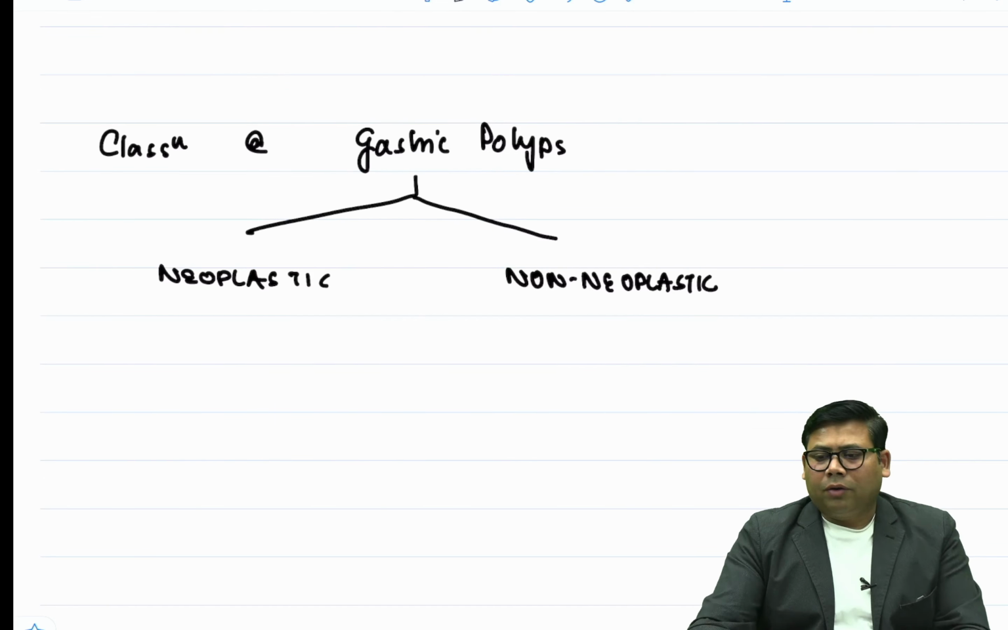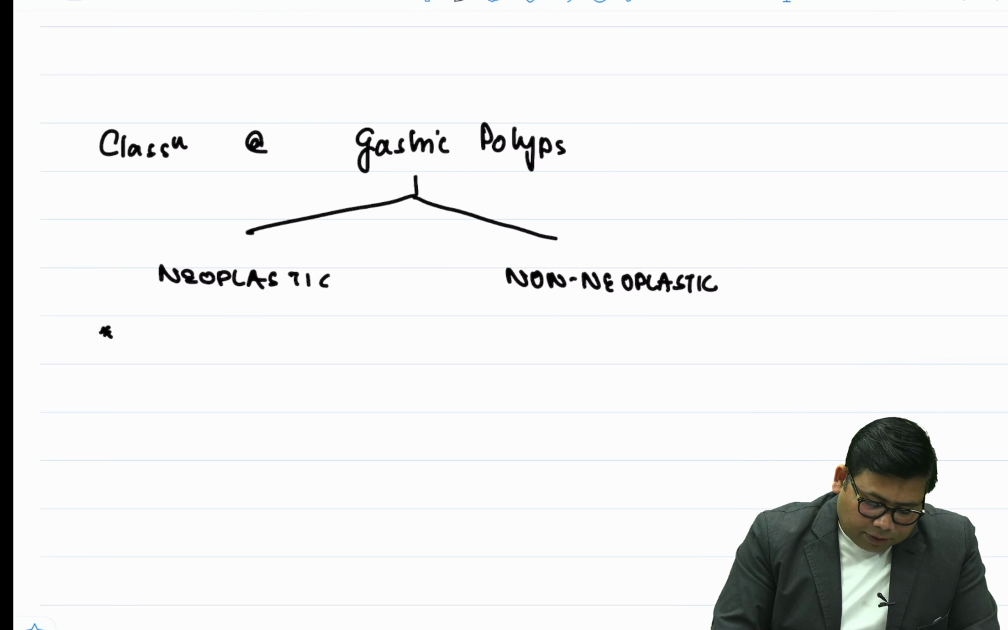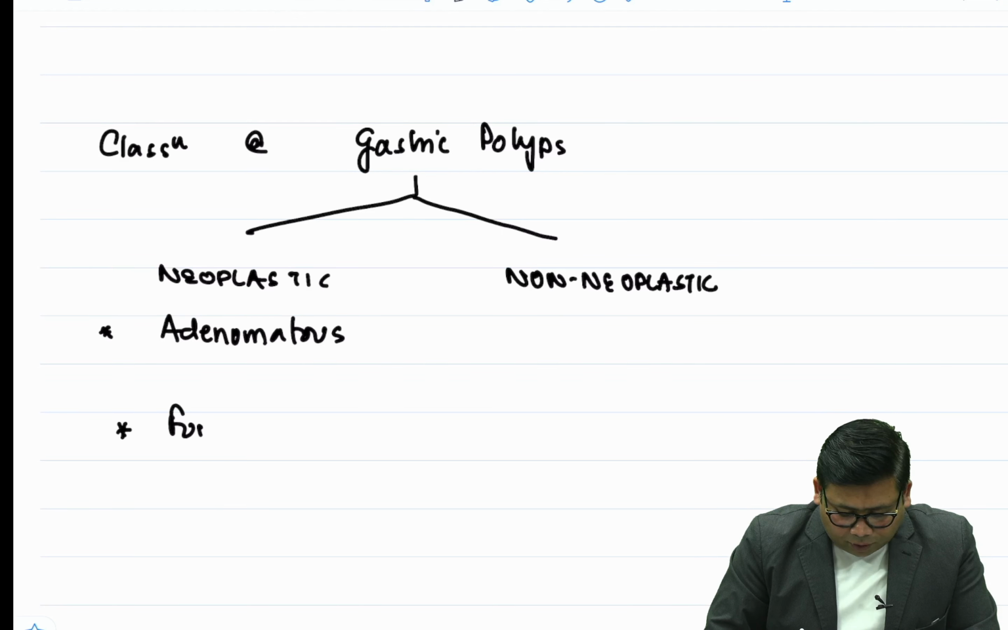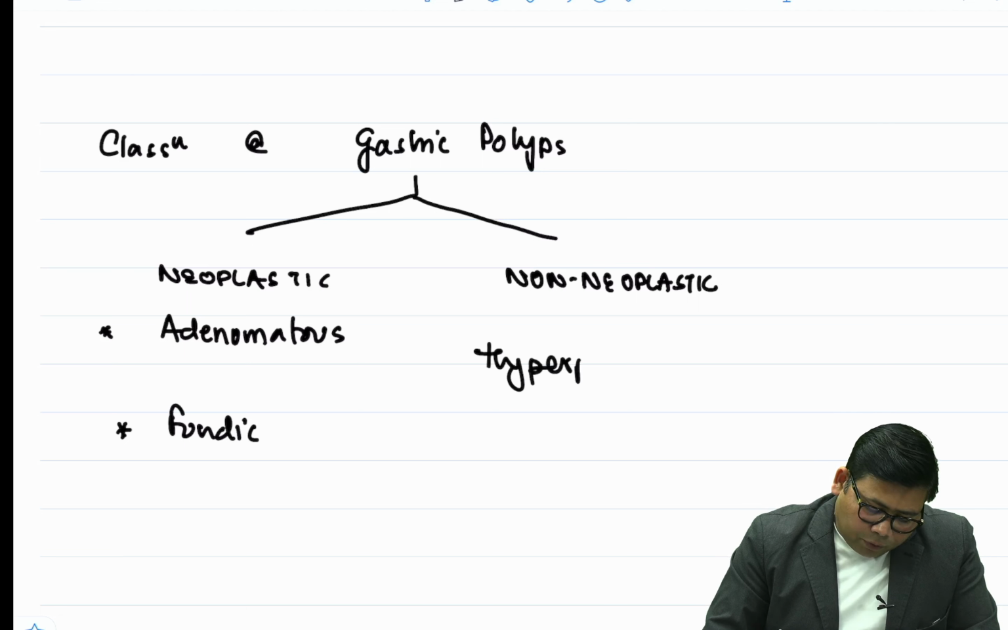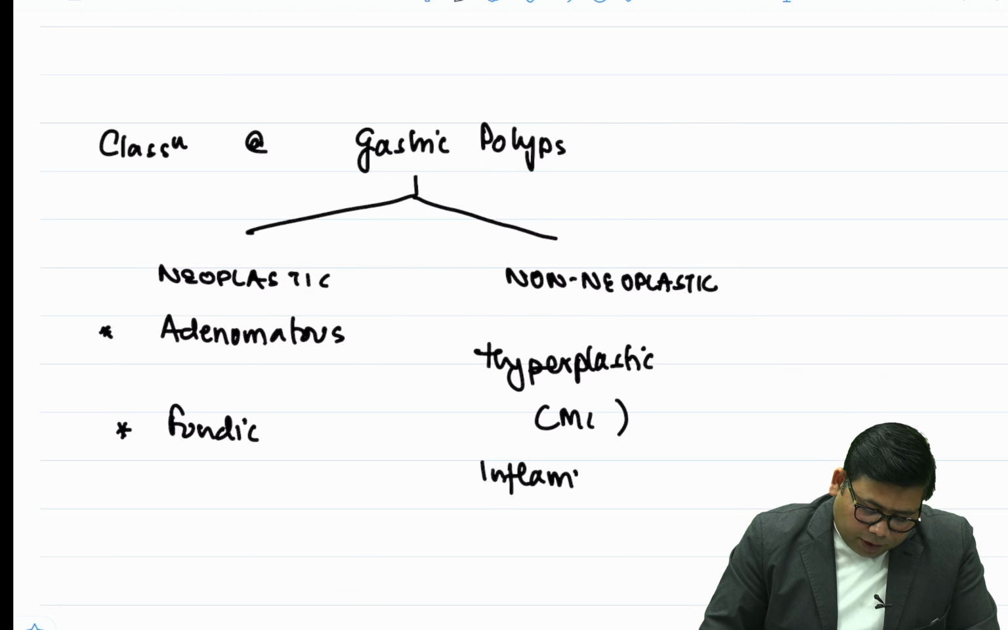So these are two important things that we need to understand, that in this classification we have certain polyps like adenomatous polyps. Then we have the fundic polyp. Then we have the hyperplastic polyp. Do you know the most common gastric polyp overall? This is the most common type. Then we have the inflammatory polyp. These are the polyps that we have.